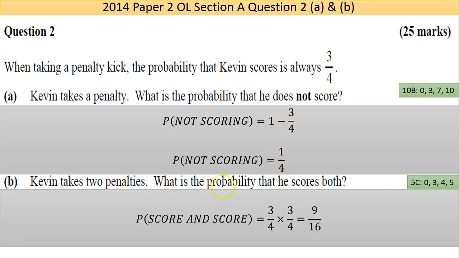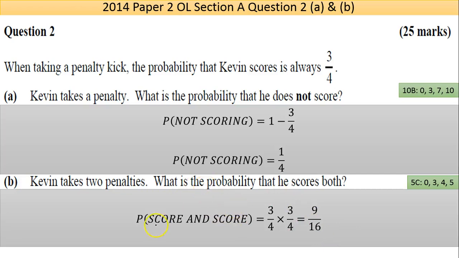the 1/4. Now, Kevin takes 2 penalties. What's the probability he scores both? So, what that basically is saying is, what's the probability of Kevin scoring and scoring? Now, we said in question 1, "and" means multiply when it comes to probabilities. So, probability of scoring in the first event is 3/4, and the second event is 3/4. So, you multiply those two probabilities, and you get the fraction 9 over 16.